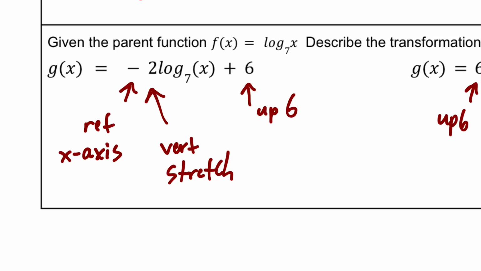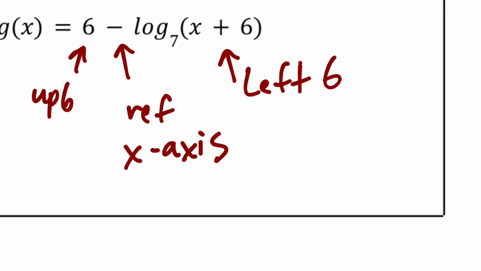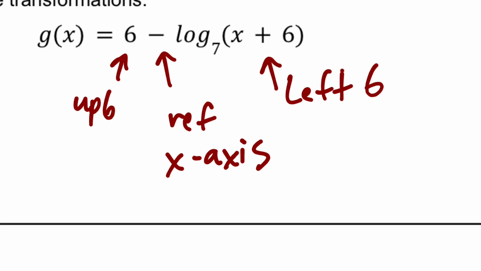So the negative in the front is a reflection across the x-axis. The 2 in the front here is a vertical stretch. And the plus 6 way at the right is up 6, or translation up 6. In the next one, the 6 here in the beginning means going up 6. You could rearrange it because it's just addition after all. We normally see it at the end, so that's a little confusing perhaps. The negative that's in front of the log is a reflection across the x-axis, and the plus 6 that's inside the parentheses with x is actually left 6.